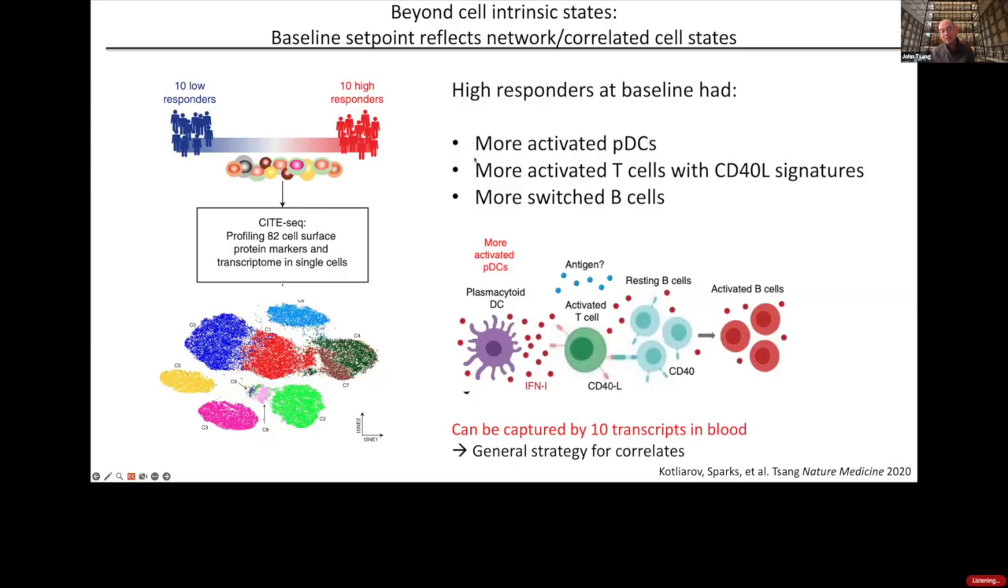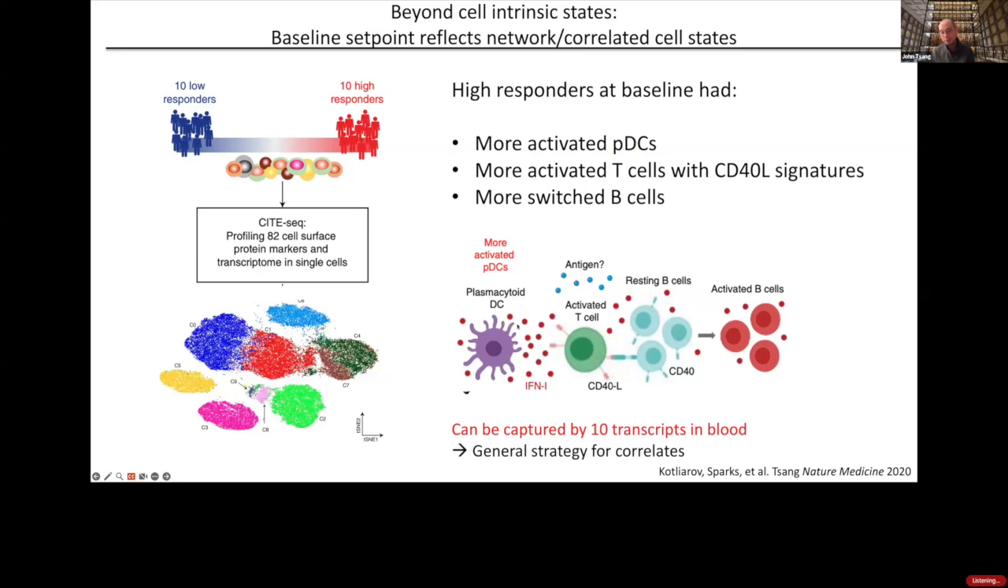And what we found was that the signal that we saw initially, and what we found computationally by finding this 10-transcript surrogate, actually reflected a network of cell states. So in high responders, who are, again, clinically healthy people, they actually have more activated pDCs.